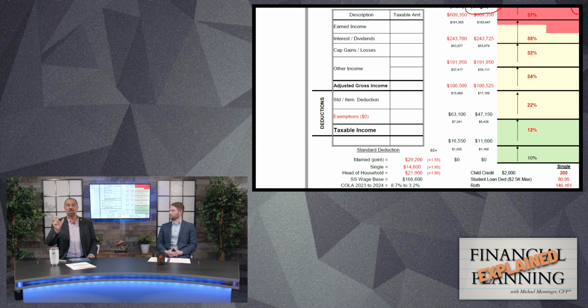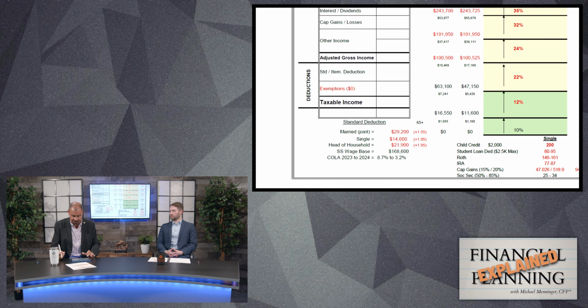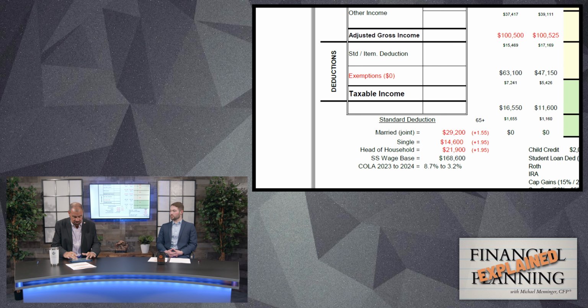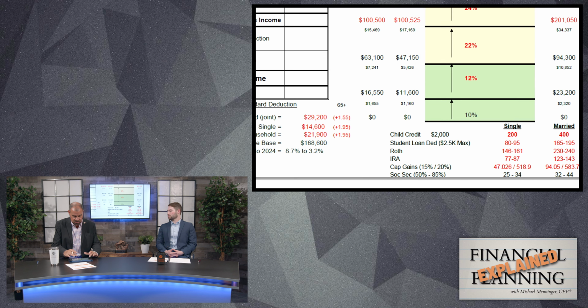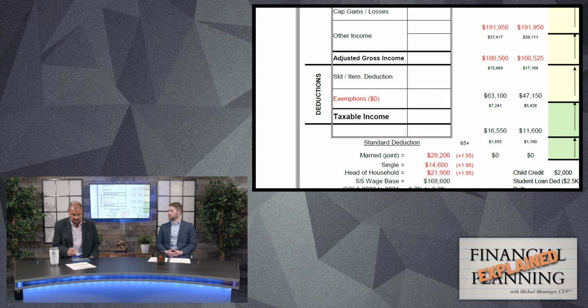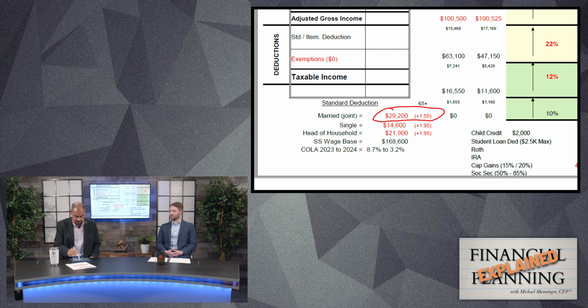Then what they do is, how do I make this number smaller? Well, they give you a standard deduction. Okay, now let's blow this up a little bit. If you have a married couple, what happens is you have a standard deduction in 2024 of $29,200. And if you're single, it's half that, yep.